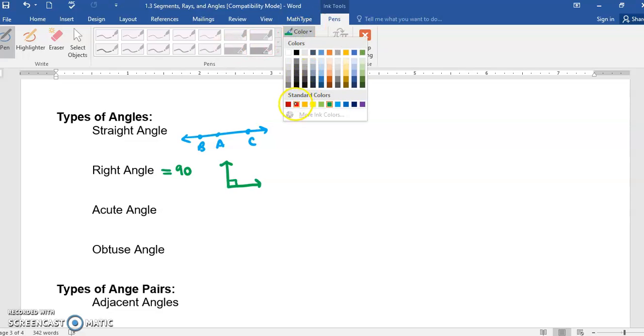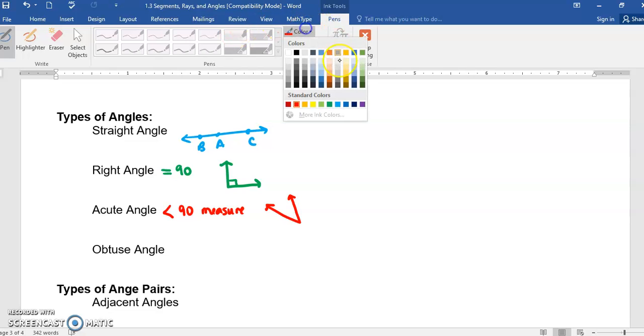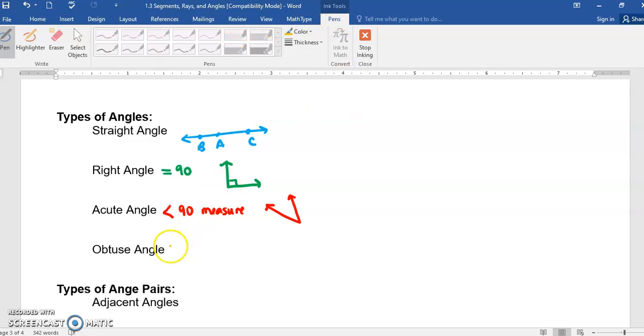An acute angle is going to have a measure less than 90 degrees. So when you have one of those, it's going to be a small angle. An obtuse angle has a measure that is greater than 90 degrees and less than 180, so an obtuse angle would possibly look more like that. So acute, obtuse, and right. Those are some vocabulary words that you need to know about angles.